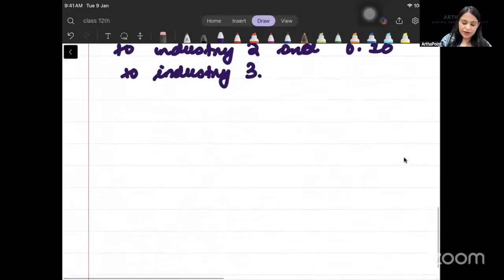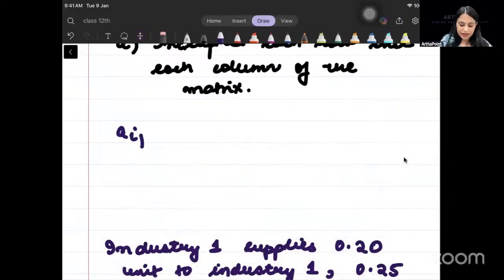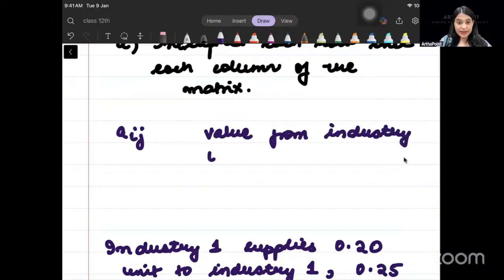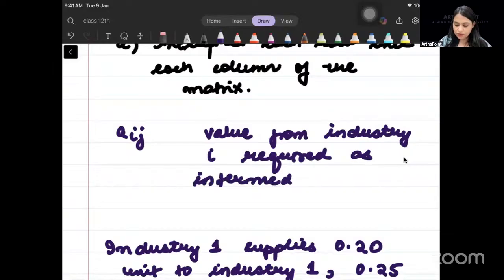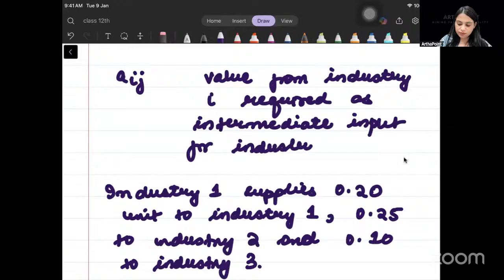So जब हम कोई भी element aij की बात करते हैं, it represents value from industry i required as intermediate input for industry j. ये बात समझ में आ रहा है?